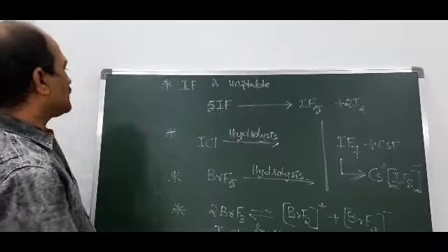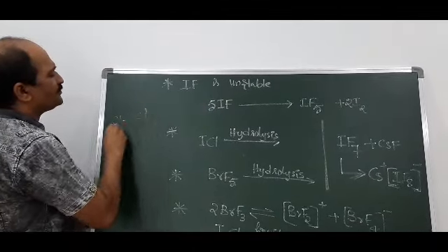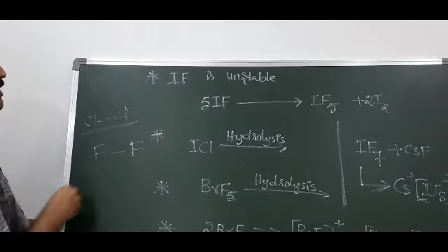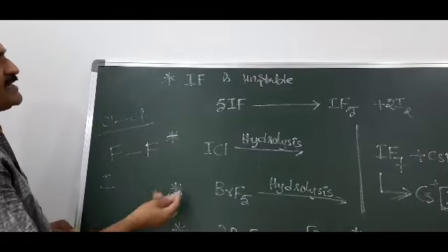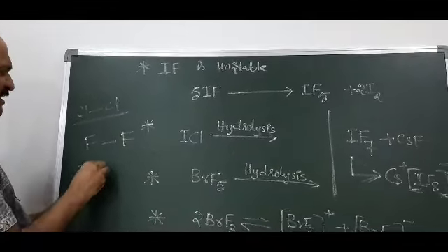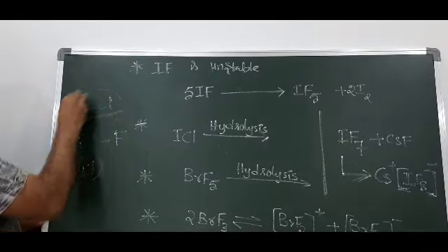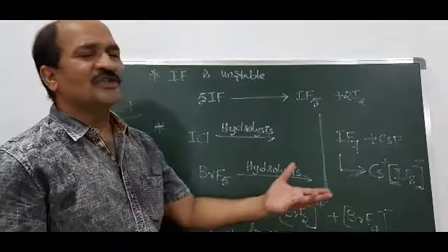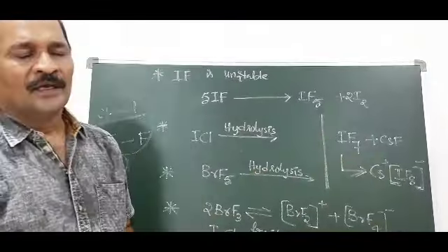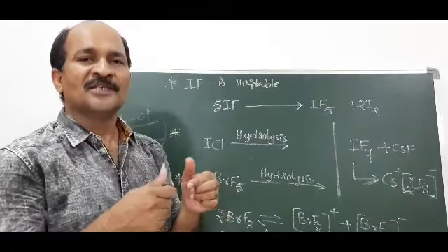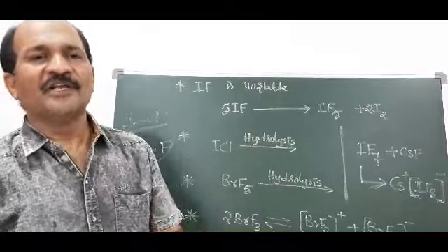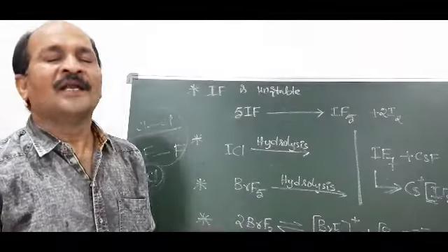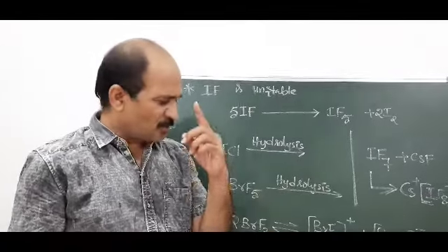Halogens are non-polar. Suppose you take chlorine, Cl bond Cl, or if you take fluorine, F bond F. These two are non-polar bonds. But if you take IF or ICl, it is a polar bond. Because of polarity, interhalogen compounds are more reactive than halogens. Halogens and interhalogens show similar properties, but the reactivity is more for interhalogens due to the difference in electronegativity, that is, due to the polarity of the bond. That is the important point.